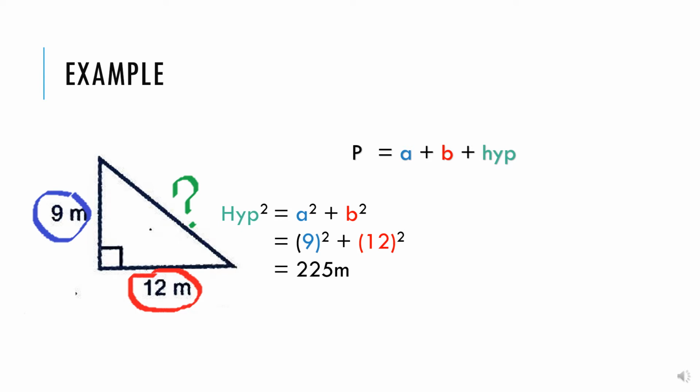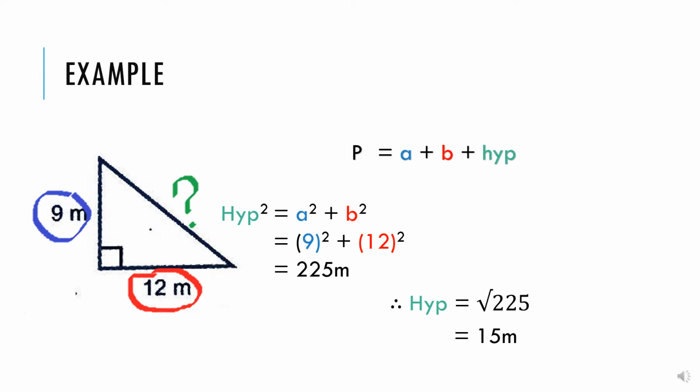So 9 squared, which is the same as saying 9 times 9, plus 12 squared, which is the same as saying 12 times 12, equals 225 meters. However, this is not the length of the hypotenuse because we need to first find the square root of our answer, and that will give us the actual length of the side.